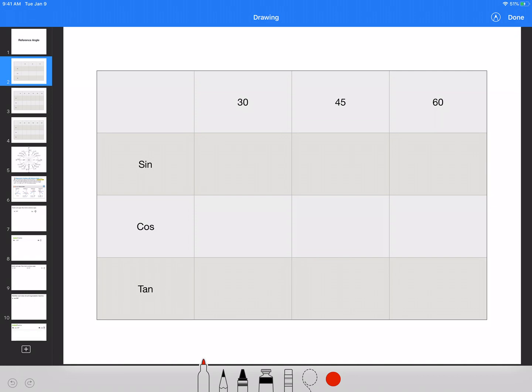Okay, so since you're playing it back, I'm assuming that you guys all have these values. It should be 1/2. This should be root 2 over 2, and this should be root 3 over 2. Root 3 over 2, root 2 over 2, and that should be 1/2. This should be 1. And tangent of 30 degrees, that's root 3 over 3, and this is just root 3 here. Okay, so you guys have those values there.